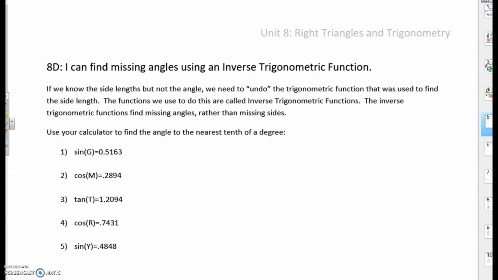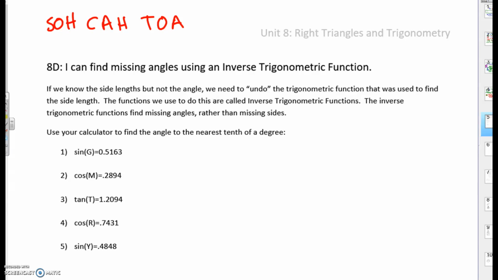So we learned last lesson about trigonometric functions. Remember our big acronym was SOHCAHTOA, which stands for sine is opposite over hypotenuse, cosine is adjacent over hypotenuse, and tangent is opposite over adjacent. And then we learned last lesson about how we can use these functions to find missing sides of triangles.